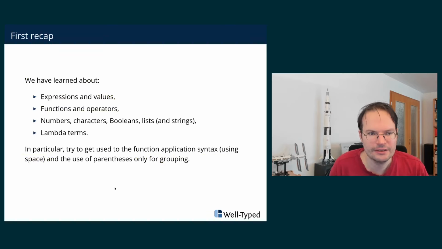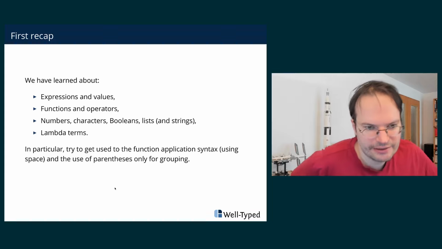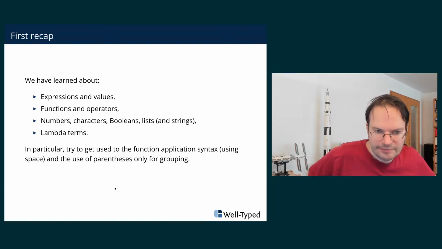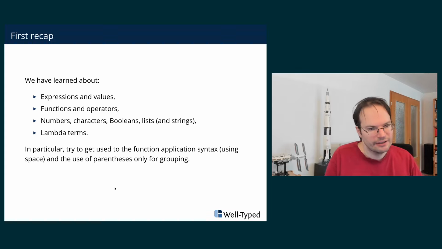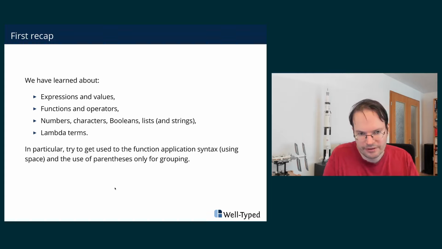Okay, let's recap. What we've learned about so far is an important part of the Haskell language, that is expressions. Expressions can be evaluated to values. They consist essentially of constants and function calls. We have seen that functions and operators are more or less the same thing. They just have syntactic differences, whether they are alphanumeric or symbolic, but these preferences of whether they are used in prefix or infix notation can be flipped around by either enclosing a symbolic operator in parentheses or enclosing an alphanumeric operator in backticks.